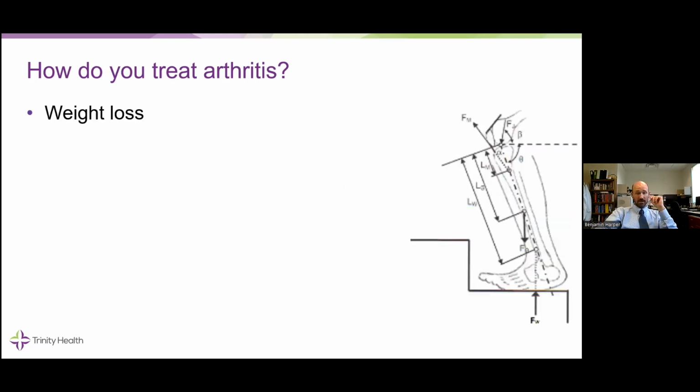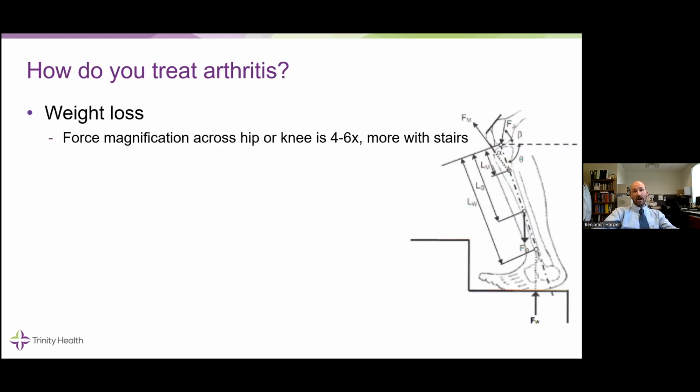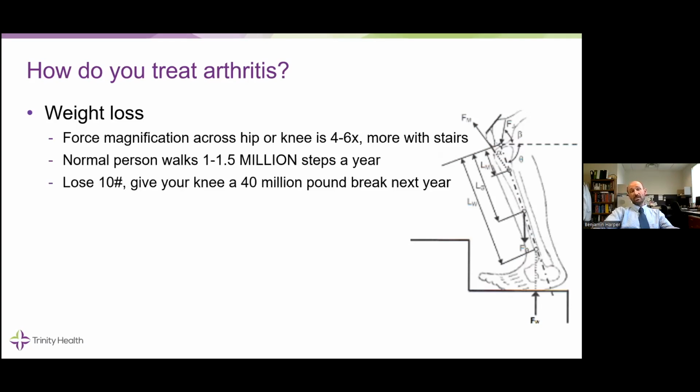We talked about weight loss, and this is one of those things that's not a popular topic, but it is important. Force magnification across the hip or knee is 4 to 6 times and more with stairs. So our kneecap sees 7 times our body weight with stairs. So a gain or loss of 10 pounds of weight can make your knee gain or lose 70 pounds of force with each step.